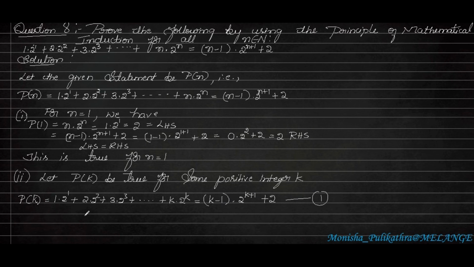Now moving to the third step. In the third step, we have to prove P of k plus 1 is true. So we shall now prove that P of k plus 1 is true. For that, we have to consider the question.